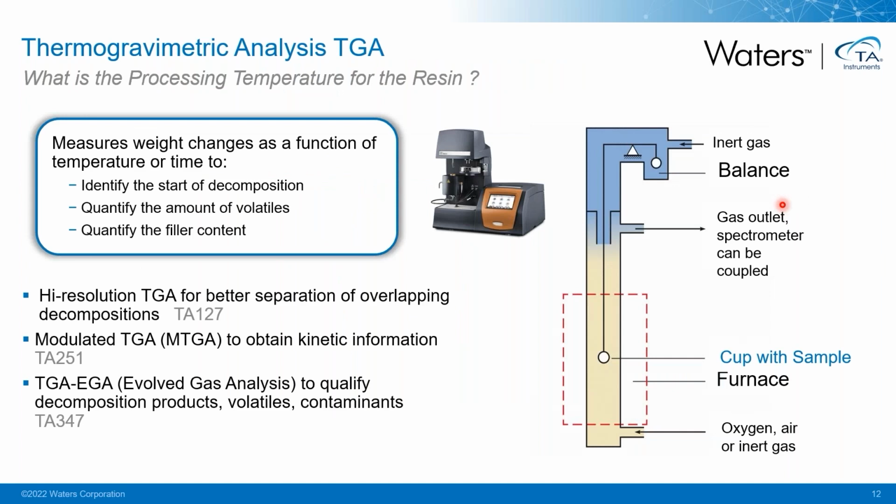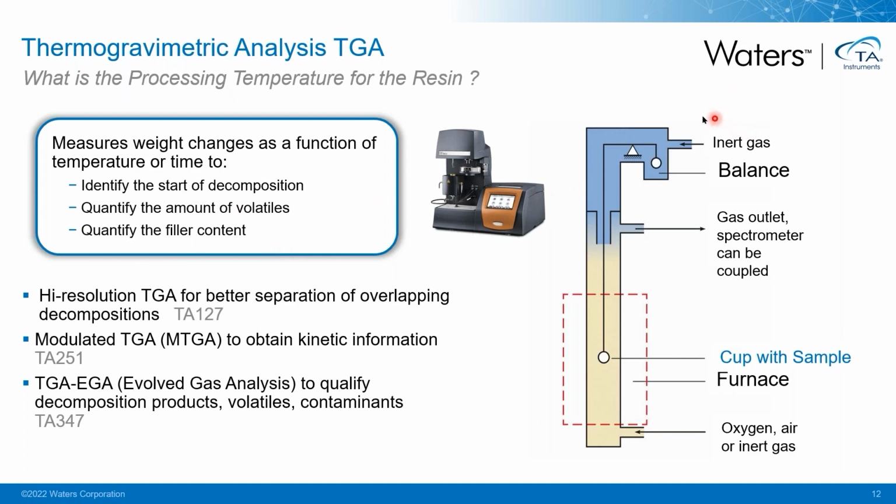In this respect, we are also going to use thermogravimetric analysis, TGA. In a TGA, we are going to measure weight changes as a function of temperature or time, and that will allow us to identify the start of the decomposition, quantify the amount of volatiles, or get an idea of the filler content in the thermoplastic resin.